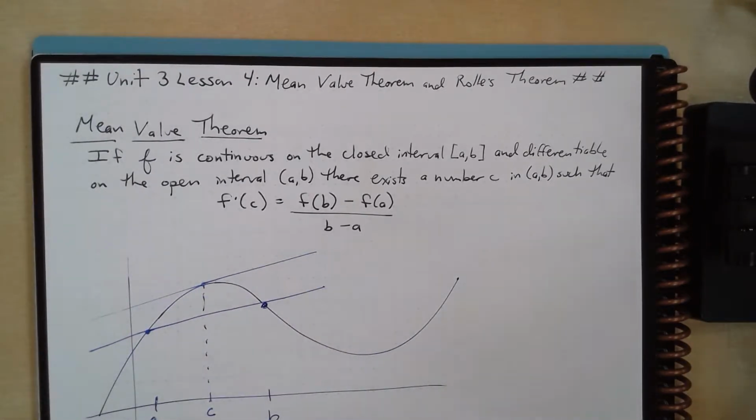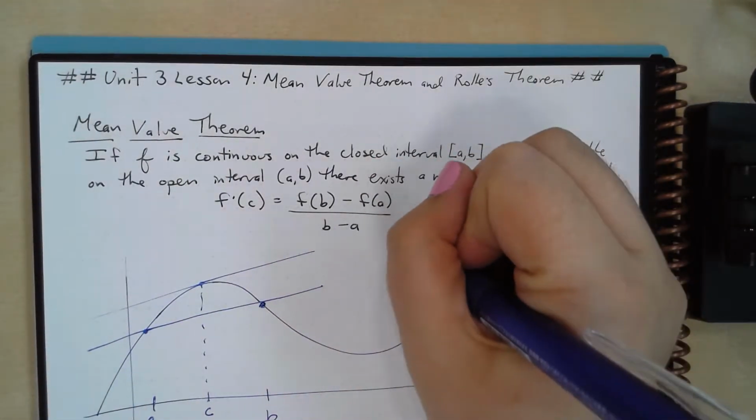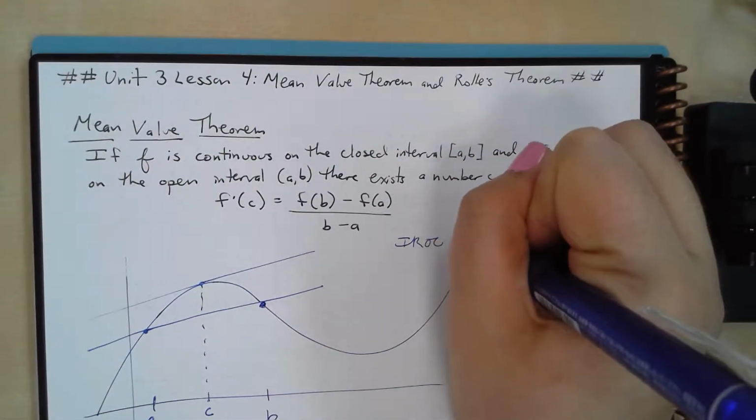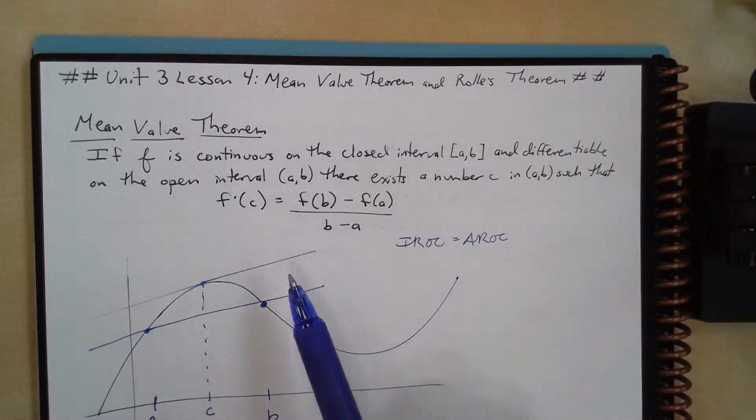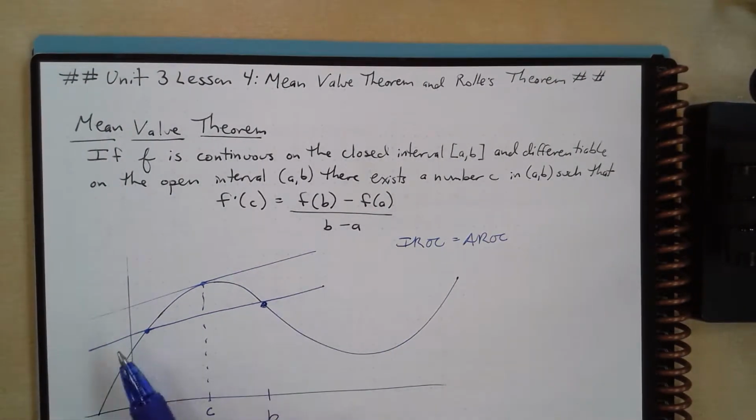An instantaneous rate of change is equal to an average rate of change. So the instantaneous rate of change is equal to the average rate of change, and the tangent line is parallel to the secant line. This is our tangent line, we know that. The secant line goes between these two points here. That's it. That's all we're talking about.